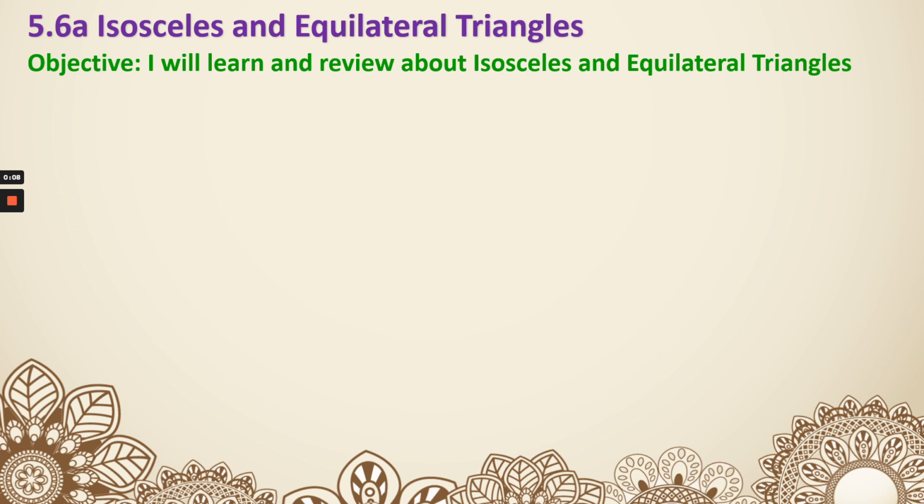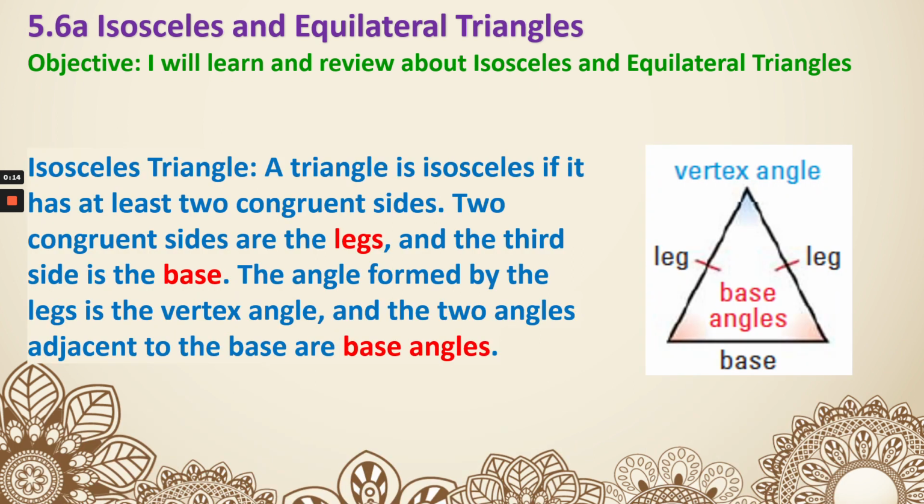Today we're going to talk about 5.6a, where we will review and learn a little bit more about isosceles and equilateral triangles. First, let's review the definition of an isosceles triangle. It is a triangle that has at least two congruent sides. Since it says at least, that means if a triangle has three congruent sides, which is an equilateral triangle, that still is an isosceles triangle.